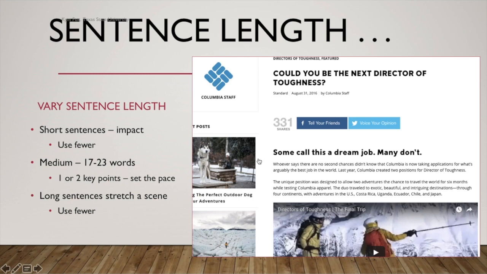So this is Columbia, which is an outerwear company, of course. And this is actually the lead, just because it looks a little different the way they display it on their website still.